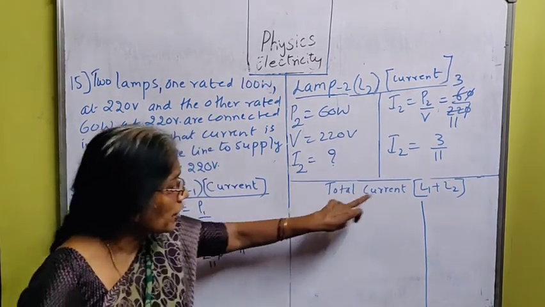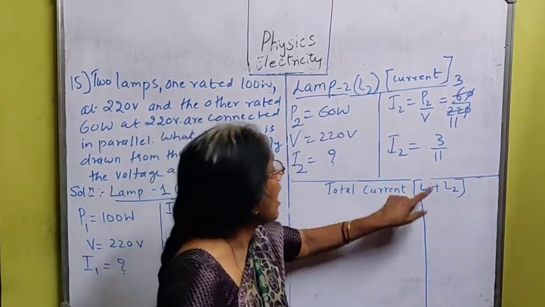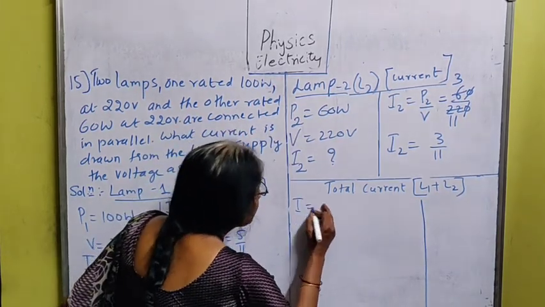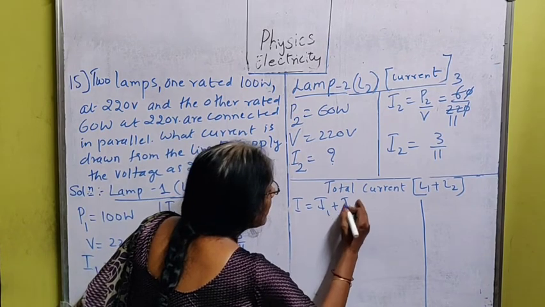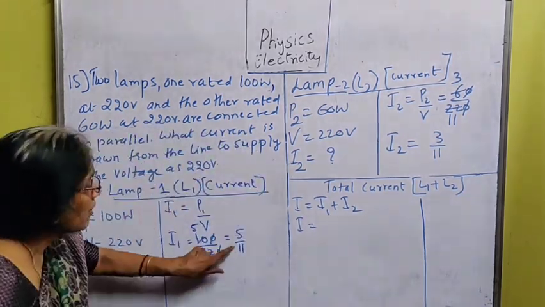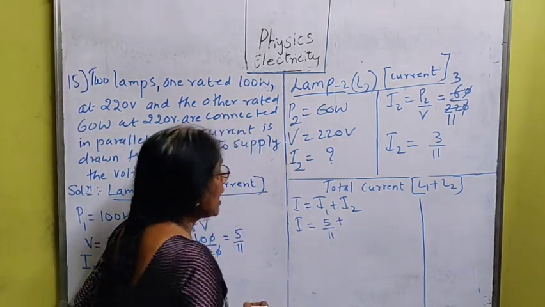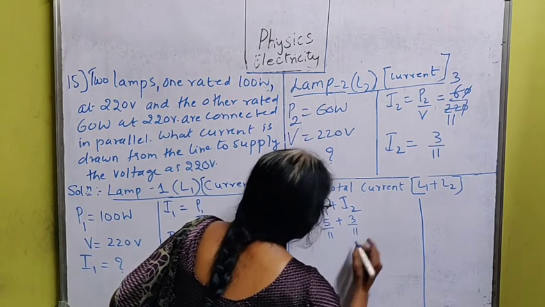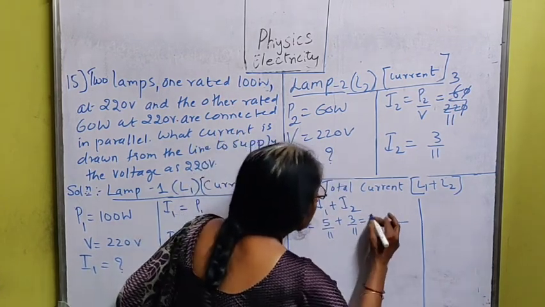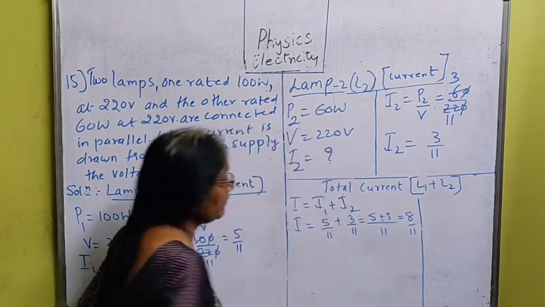We have to find out what is the total current. Total current means the sum of I1 and I2. So what will we get? I is equal to I1 plus I2. What is I1? We got 5 by 11. So 5 by 11 plus, what is I2? We got 3 by 11. So here 11 is the common denominator. 5 plus 3 is equal to 8 by 11.